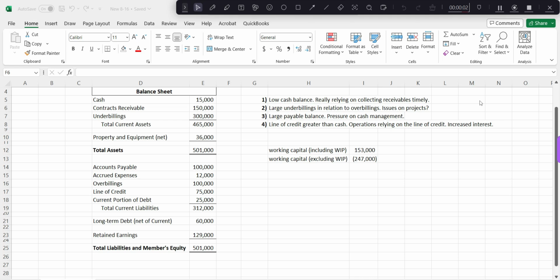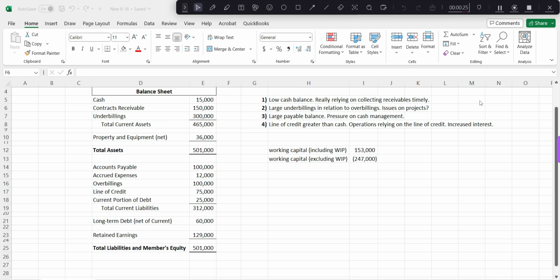All right, so let's start. Number one, low cash balance. $15,000 is nowhere near enough to cover your current liabilities. So what does that mean? You're relying on your receivables to convert to cash. So you hope those receivables are collectible. You hope they're turning over quickly enough so you can meet your obligations.